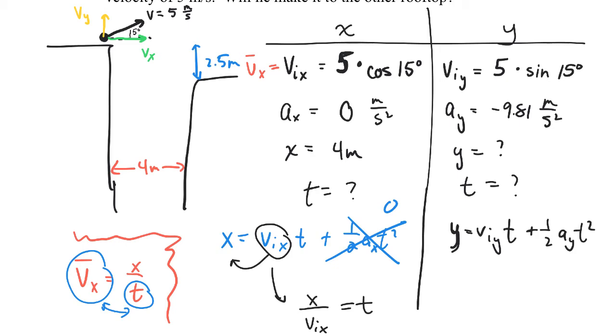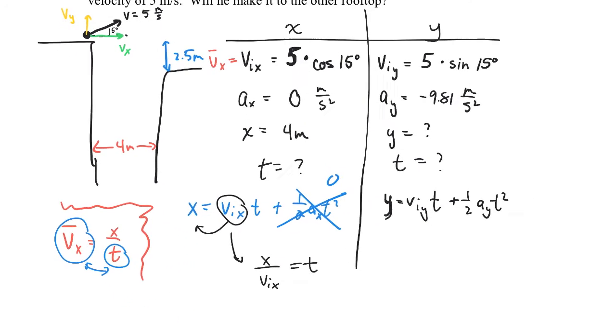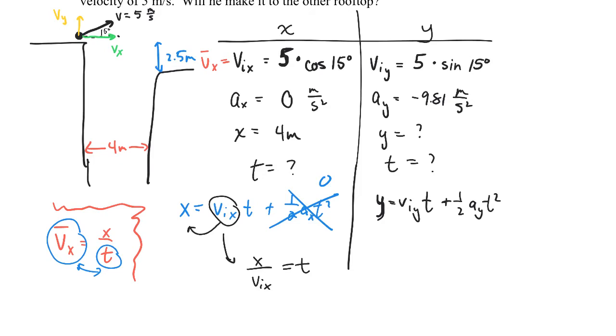Make sure you understand that when I write vix or v bar x, they're the exact same thing. They're whatever this is, 5 cosine 15, whatever that number turns out to be. So let's solve for time. Let's figure out what the value turns out to be. I'm going to have the x value, which is 4 meters, over the initial velocity. What does 5 cosine 15 turn out to be? Give me 2 or 3 decimal places.